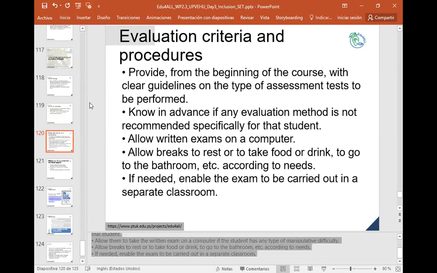For the evaluation, provide them from the beginning of the course with clear guidelines on the type of assessment tests to be performed. It may be convenient to know in advance in tutoring meetings if any evaluation method is not recommended specifically for that student. Allow them to take the written exam on a computer if the student has any type of manipulative difficulty. Allow breaks to rest or to take food or drink, to go to the bathroom, etc., according to needs. If needed, enable the exam to be carried out in a separate classroom.